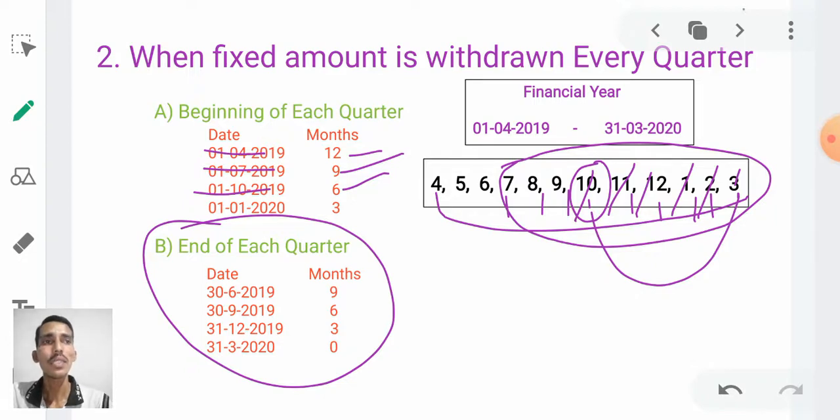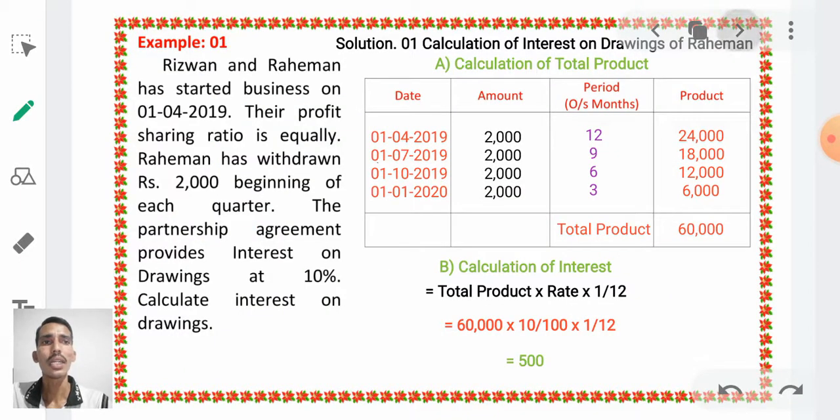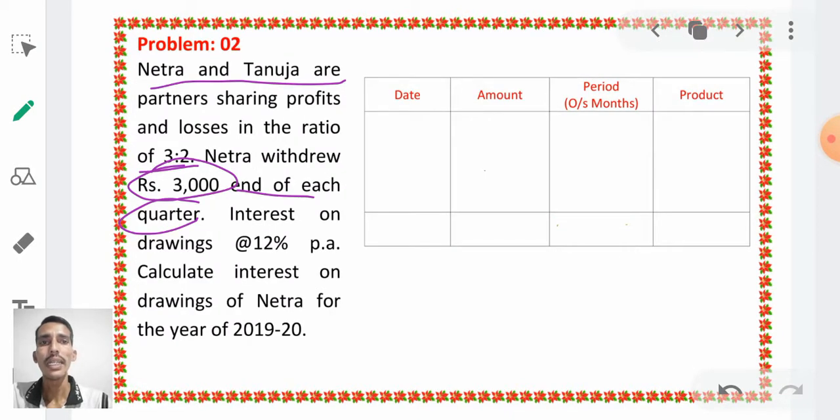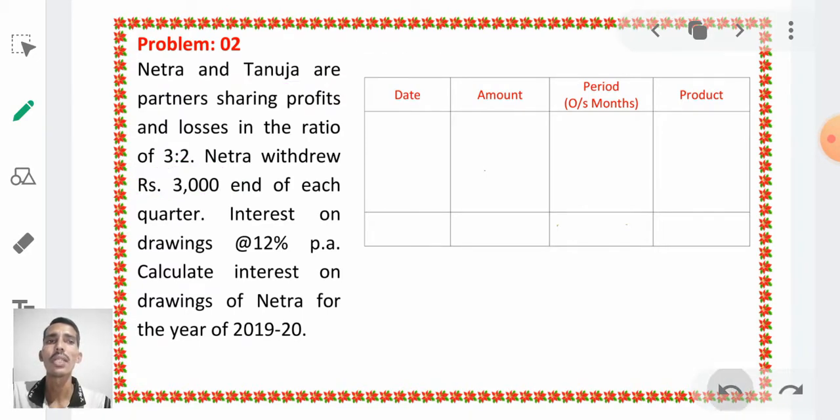Okay. Next, come to the problem again. Interest on drawings is 12%. Calculate interest on drawings of Netra for the year 2019-20. Let us discuss. First we have to take here solution 2, calculation of interest on drawings of Netra.